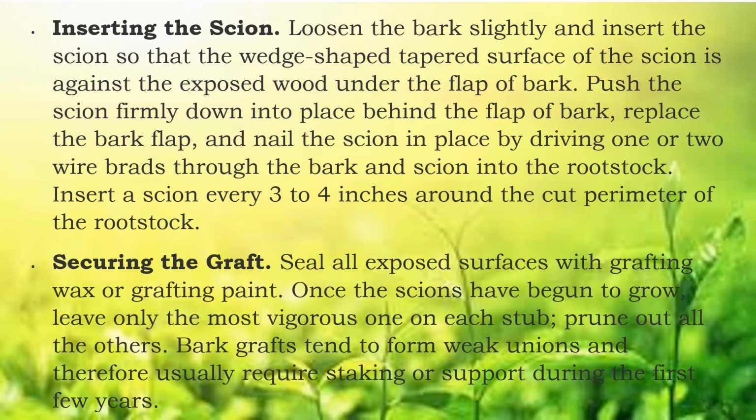Insert the scion every 3 to 4 inches around the cut perimeter of the rootstock. The next one will be securing the grafts. Seal all exposed surfaces with a grafting wax or grafting paint. Once the scions have begun to grow, leave only the most vigorous one in each stub, prune out all the other.